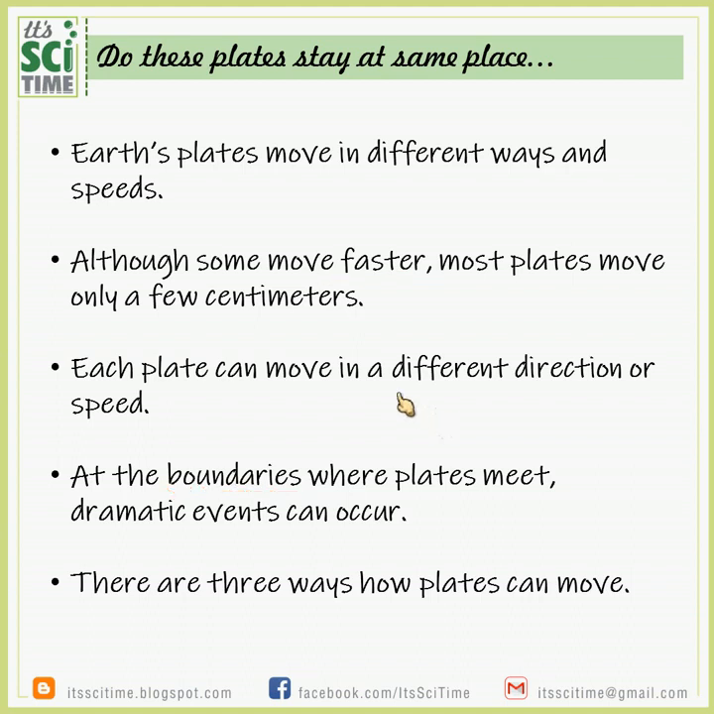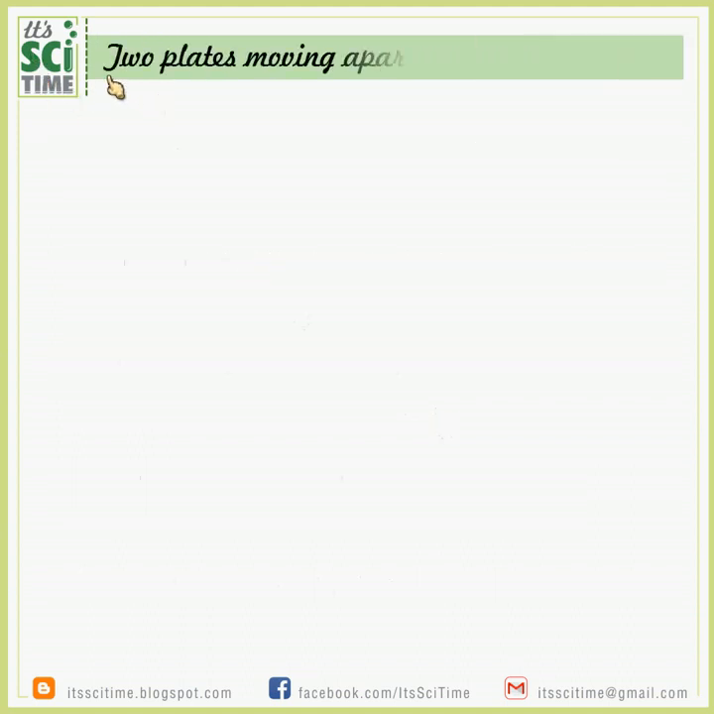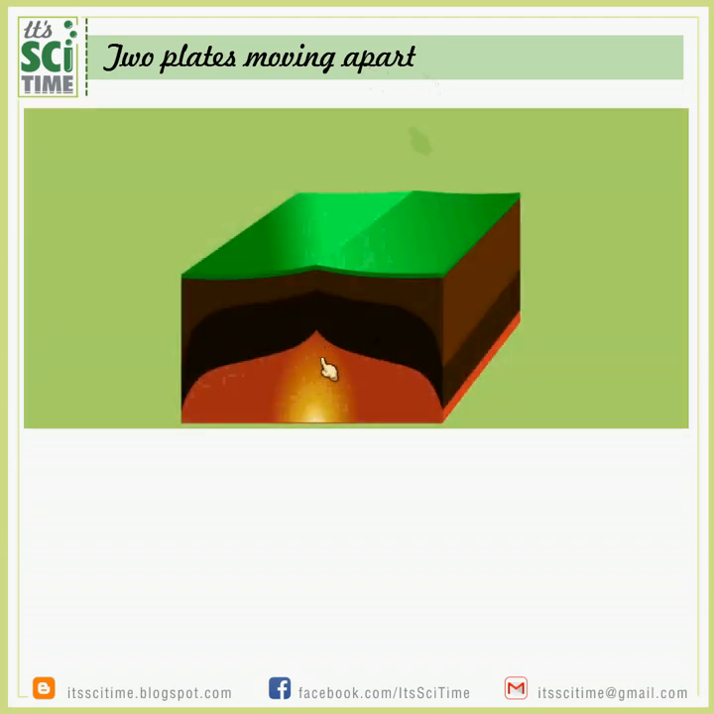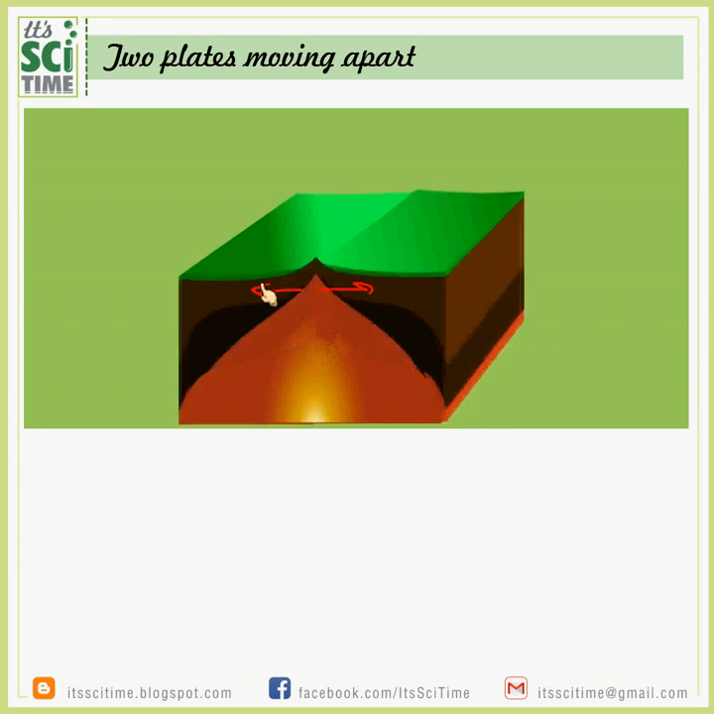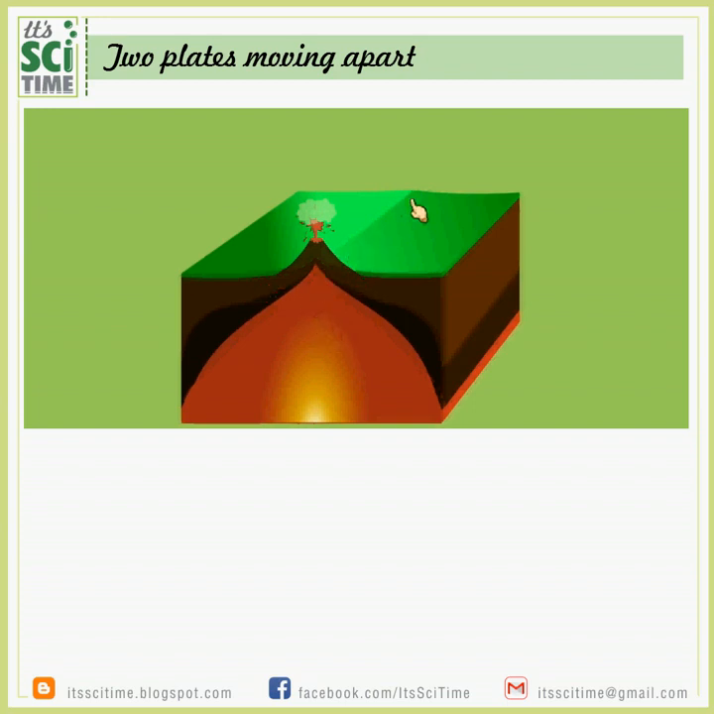Let's see them one by one. One way of moving plates: two plates moving apart. This happens due to this. Look at this. When the magma pushes over the crust, these plates move apart. Let's see how it happens. Magma pushes up and the plates slowly move apart. In such events, ridges can form. Volcanoes also occur, because when the plates move apart, the magma comes out through the holes.